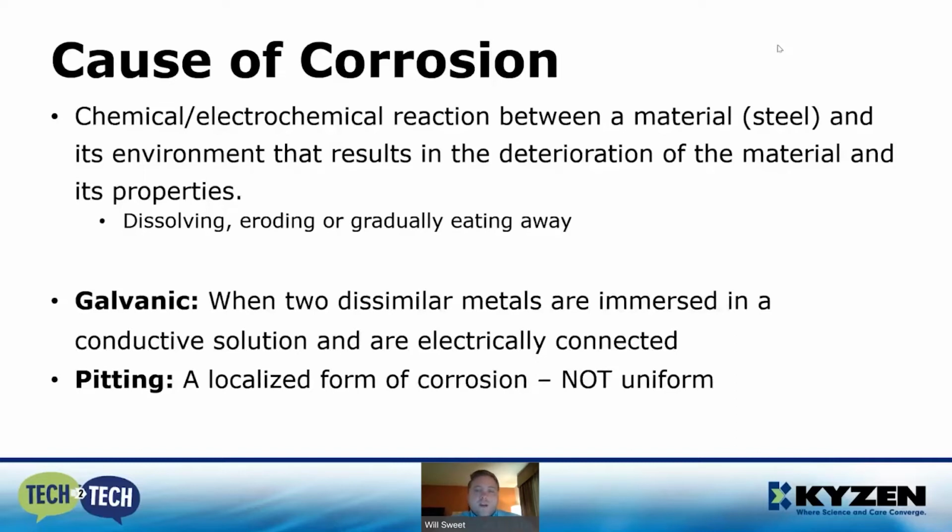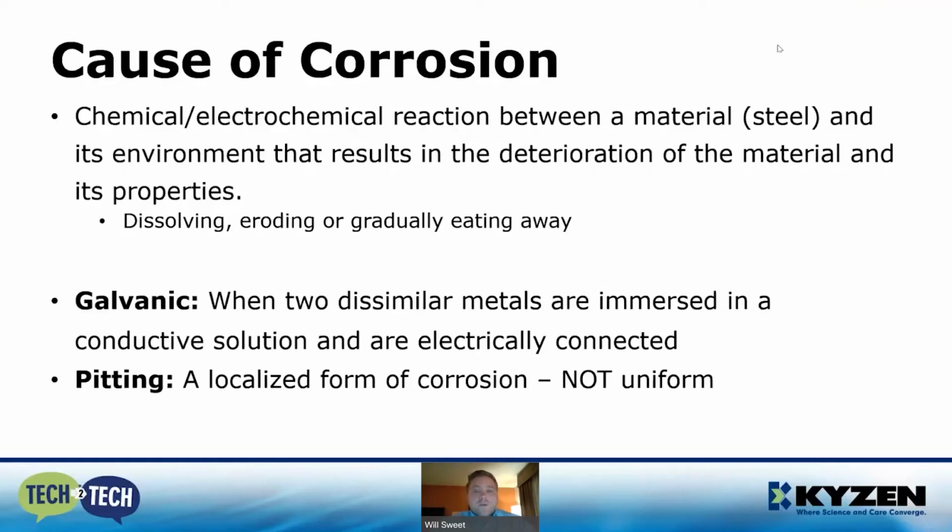One of them is galvanic. That one is not as common when it comes to most steel producing manufacturing capabilities. But that's when two dissimilar metals are immersed in the same solution. It's a conductive solution, so electrically, they become connected. And we'll show an example of this later on in the presentation.